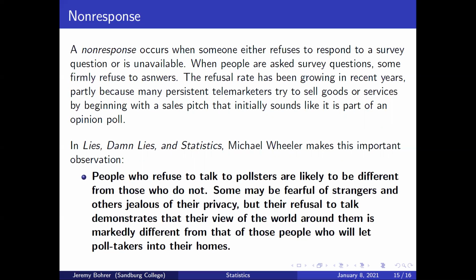In Lies, Damn Lies, and Statistics, Michael Wheeler makes this important observation. People who refuse to talk to pollsters are likely to be different from those who do not. Some may be fearful of strangers and others jealous of their privacy, but their refusal to talk demonstrates that their view of the world around them is markedly different from that of those people who will let poll takers into their homes.